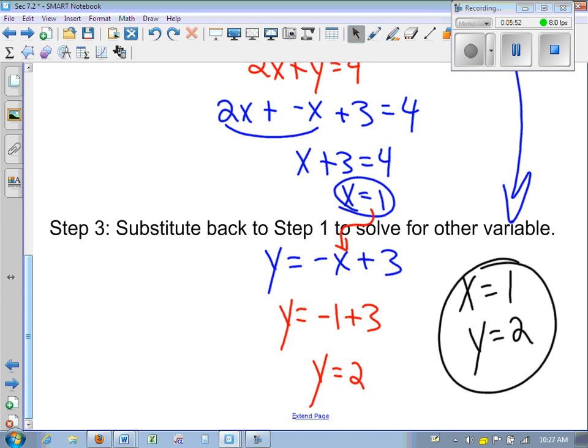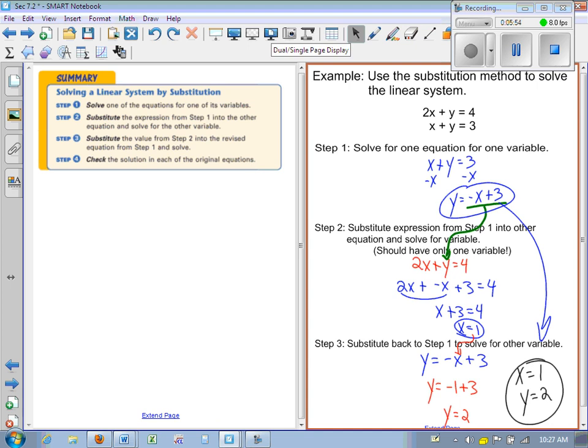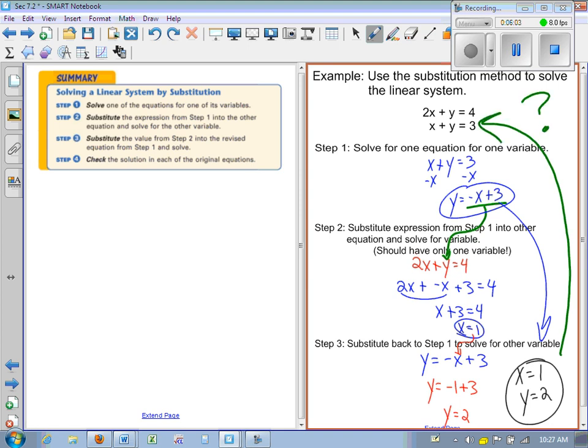And let's just do a quick check. Does that seem to work? X is 1. Y is 2. Plug them in and see if they work back in there. Check. Do they work? If you plug them in, they look good. Okay, so there's what one problem looks like.